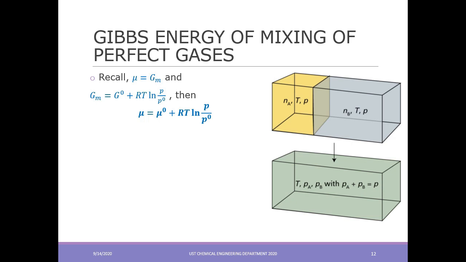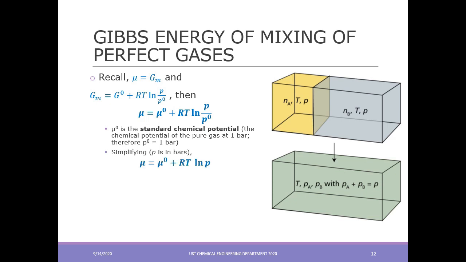Mu naught is the standard chemical potential of the pure gas at 1 bar. Therefore, we can say that P naught is 1 bar, and we can further simplify this equation to mu is equal to mu naught plus RT ln P, but keeping in mind that P is the numerical value of the pressure P expressed in bars.